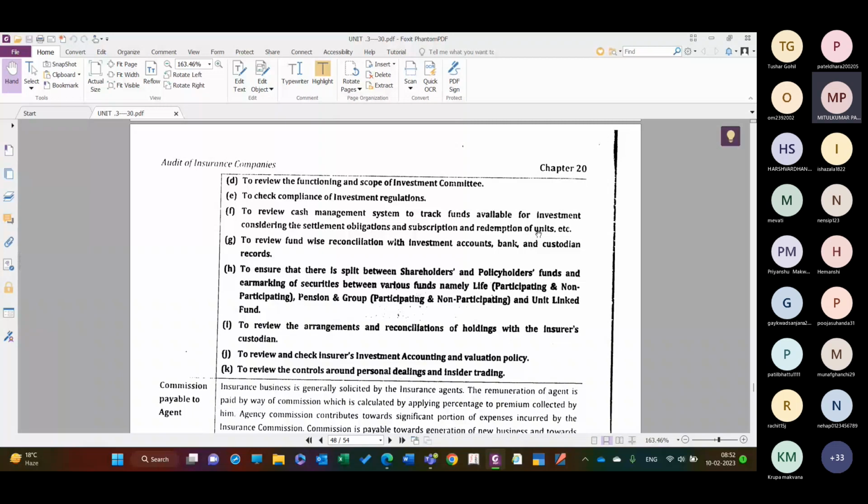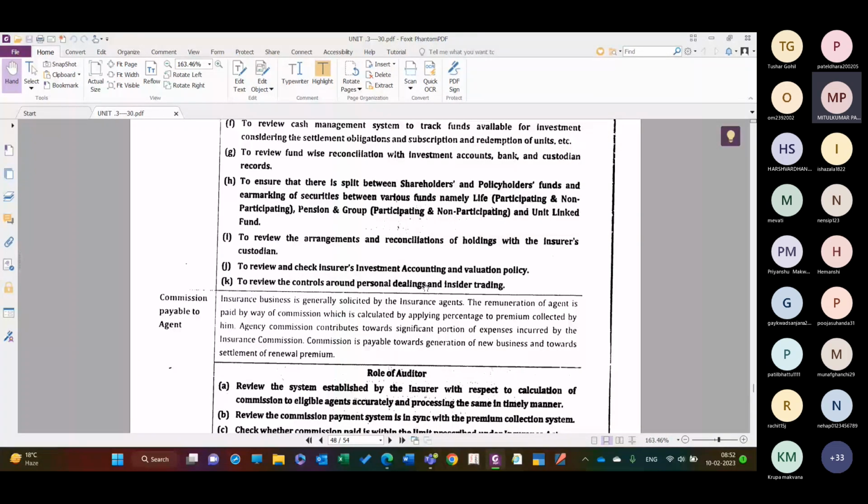रिडम्पशन ऑफ यूनिट्स यहाँ पे नहीं होता है, यहाँ पे रिडम्पशन ऑफ पॉलिसीज होता है, मीन सरेंडर वैल्यू होती है, तो फिर आपको उसके लिए भी सफिशिएंट पैसे चाहिए. सो कैश मैनेजमेंट सिस्टम क्या है? To review the fund wise reconciliations with the investment accounts, banks and custodian records, to ensure that there is a split between the shareholders and policyholders fund and earmark securities between the various funds, namely the life participating and non-participating, pensions and group participating and non-participating, and in a unit linked fund. So number of types of policies are there, and based on that it should be adequately segregated.